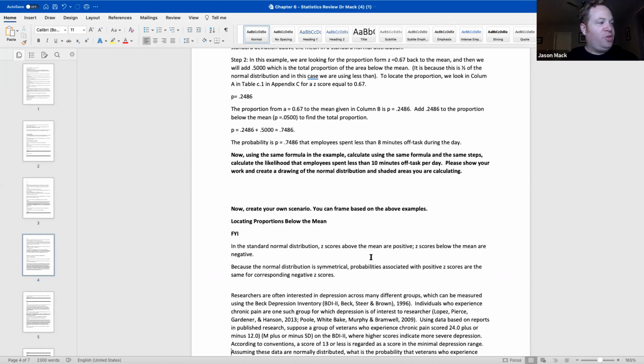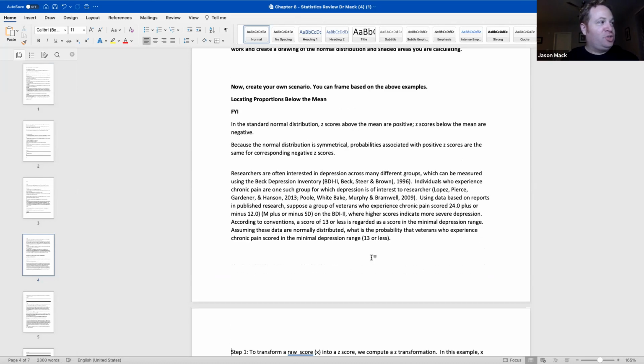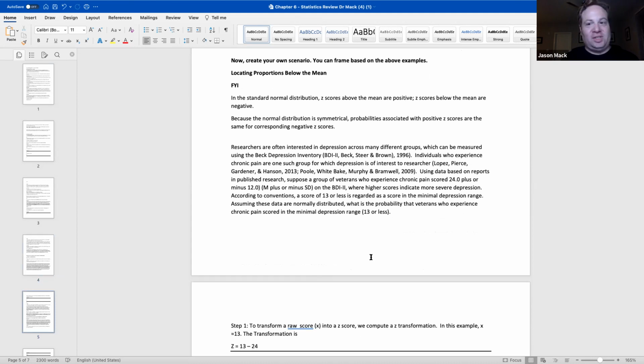Locating proportions below the mean. In the standard normal distribution, z-scores above the mean are positive, z-scores below the mean are negative. Because a normal distribution is symmetrical, probabilities associated with positive z-scores are the same for corresponding negative z-scores.